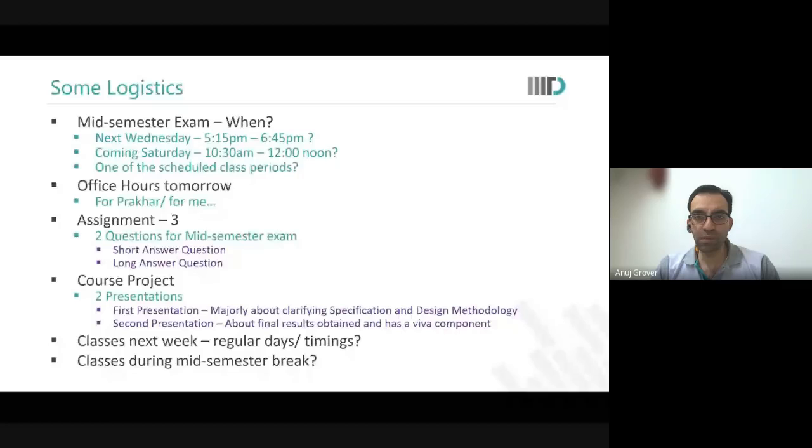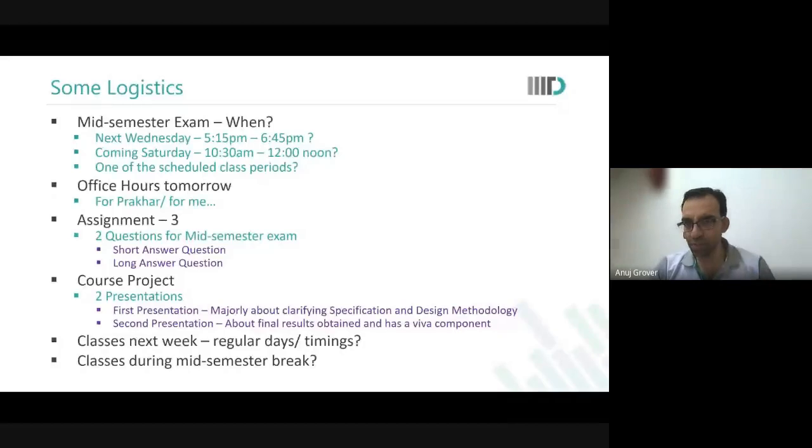Okay, then there was this other thing about tomorrow's office hours. 13th is not possible. What happened? 13th क्यों नहीं possible है?